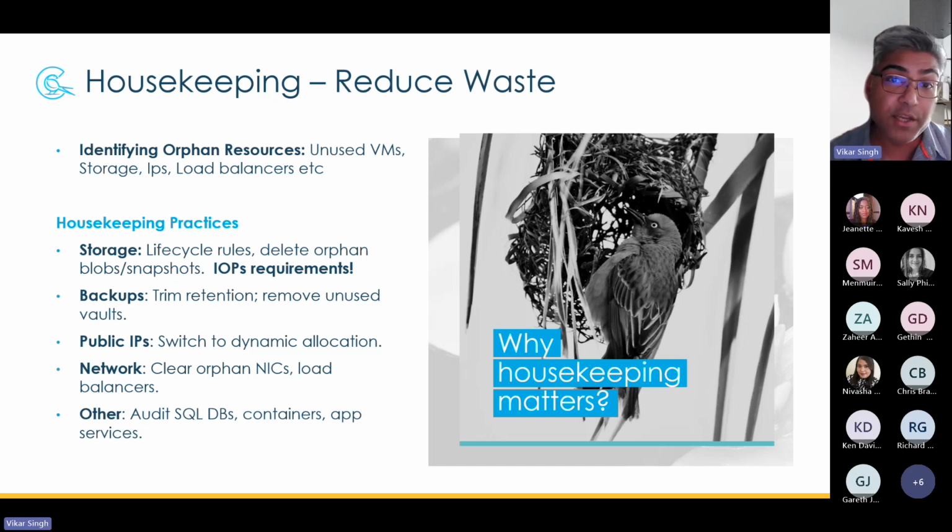It might have a public IP address that wasn't deleted. And again, these are all things that are piling up and adding to our costs every month.